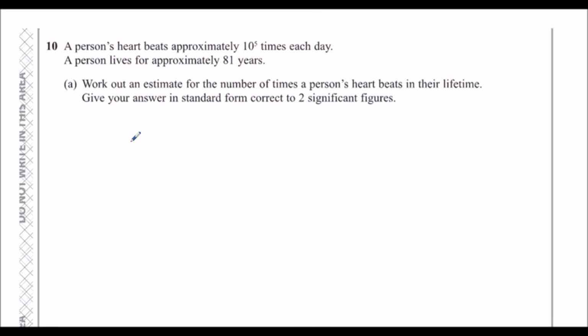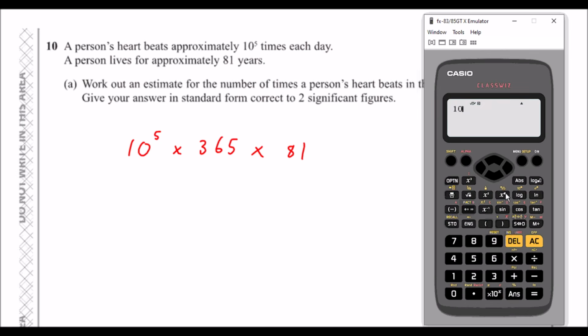So 10 to the power of 5 times a day, 365 days a year in most years, that's an approximation, and 81 years, so that many times a day, so that's a year, 81 years, and let's type it in the calculator. So 10 to the power of 5 times 365 times 81. So we've got 29565 and then 5 zeros.